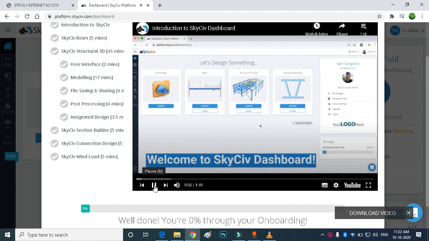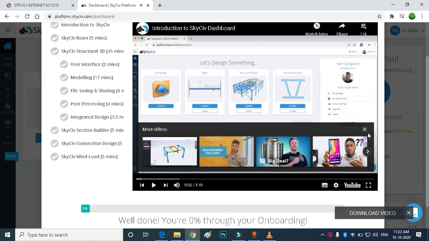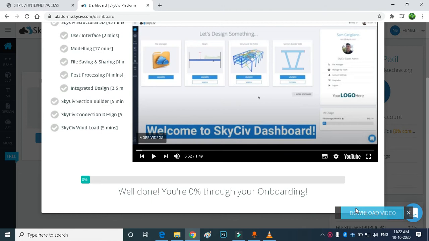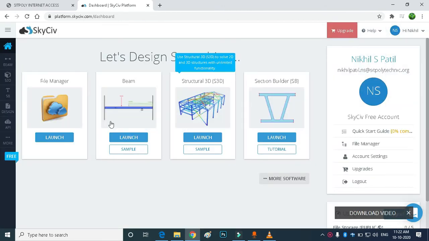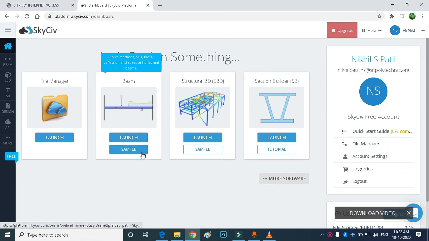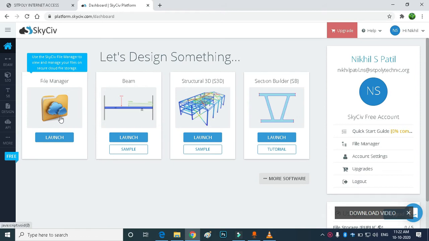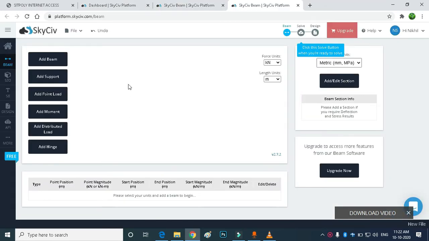Hi, and welcome. There is no need to go through all these videos. It is for the beginners. So when you have to solve, go to this beam part. You'll get file manager, a beam, a structure 3D diagram, and a section builder. Of that, you have to click on the beam. Once you click on the beam, you will have this part on your screen.